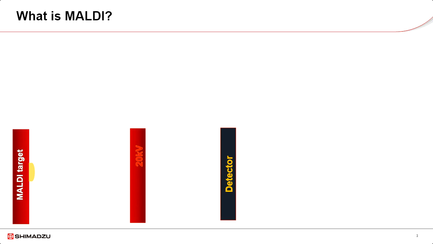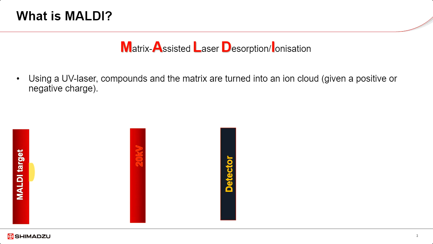I will start with giving you some basic knowledge of MALDI-TOF mass spectrometry. MALDI-TOF mass spectrometry is a well-established and widely used technique in various fields, thanks to its simplicity and robustness. But what does MALDI mean? MALDI stands for Matrix-Assisted Laser Desorption Ionization. The process is quite straightforward. Using a laser, our compounds and the matrix are turned into an ion cloud, where they will either have a positive or negative charge.